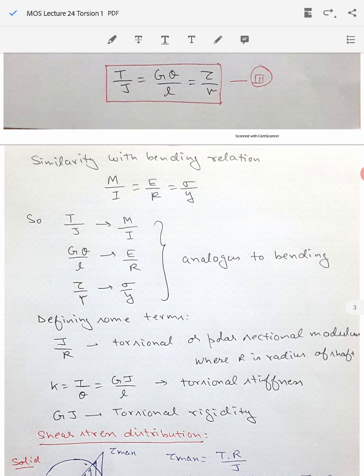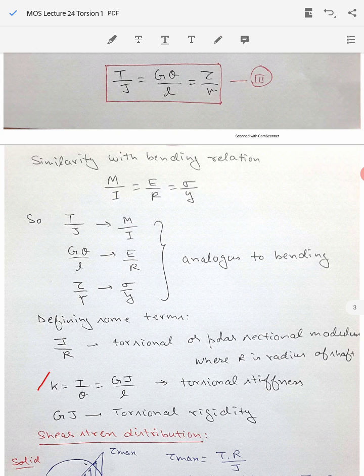Now the torsional stiffness is given by K equal to T by theta. Because what is stiffness? Stiffness is force divided by deformation. So here, instead of force you have the torque, and instead of linear deformation you have the angular deformation theta. So the torsional stiffness can be defined as applied torque divided by the angular deformation theta. Sometimes we represent it by KT also, and T by theta will be equal to GJ by L.